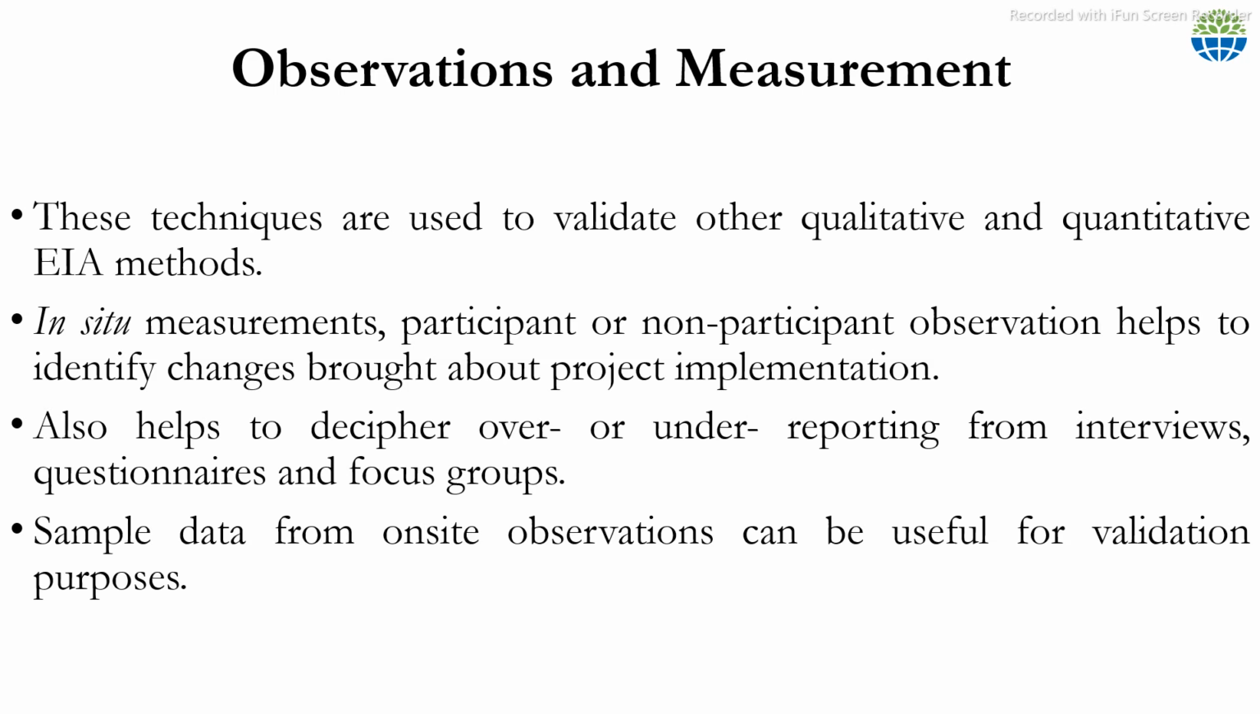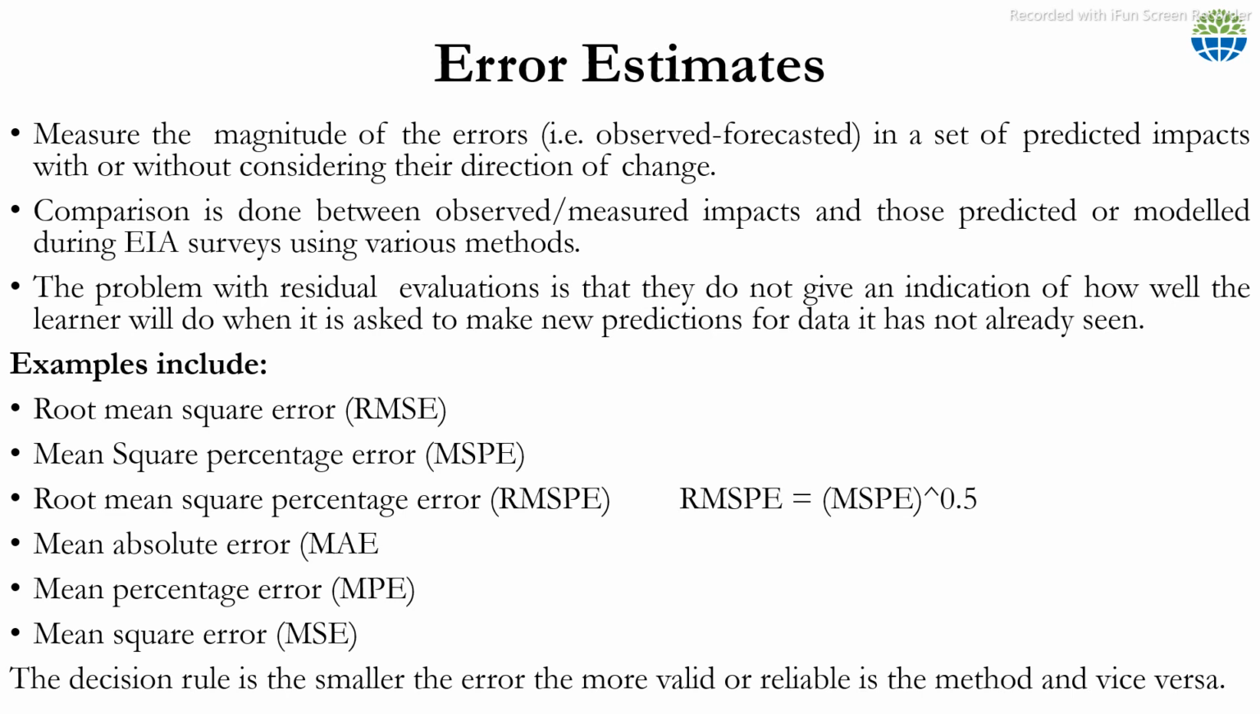These techniques are used to validate either qualitative or quantitative data. In situ measurement and participant and non-participant observation help to identify changes brought about by project implementation. They also help to detect over- and under-reporting from interviews, questionnaires, focus groups and need-based assessments, and sample data from on-site observation can be useful for validation. Sometimes we can go for error estimation, like root mean square error, mean square percentage error, root mean square percentage error, mean absolute error, mean percentage error and mean square error.